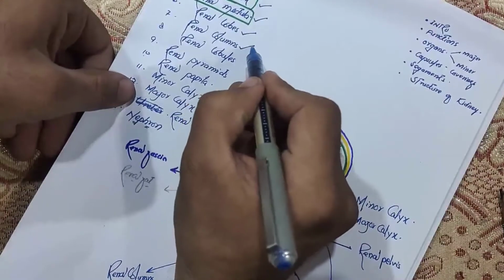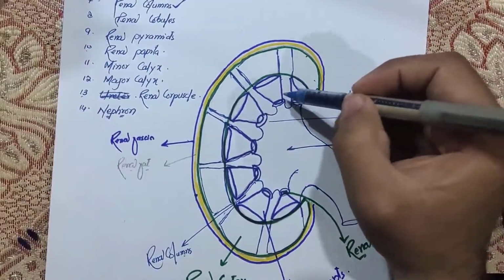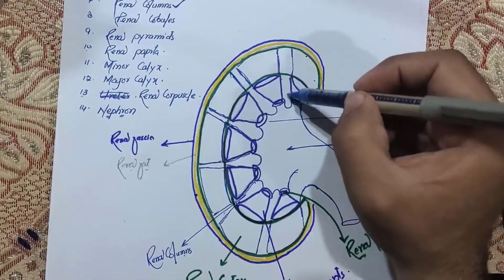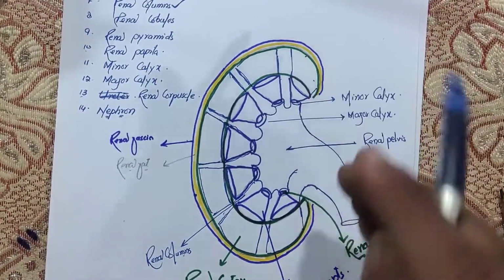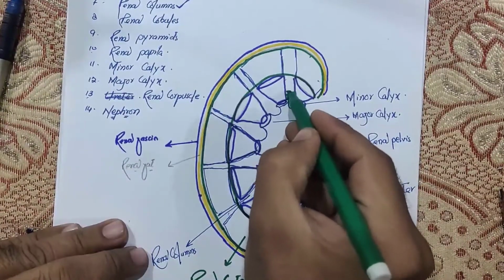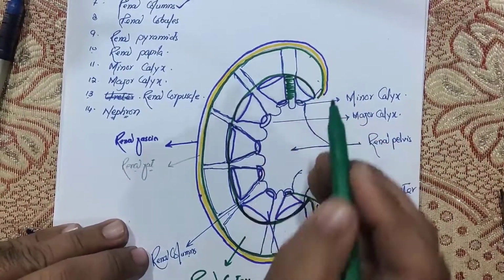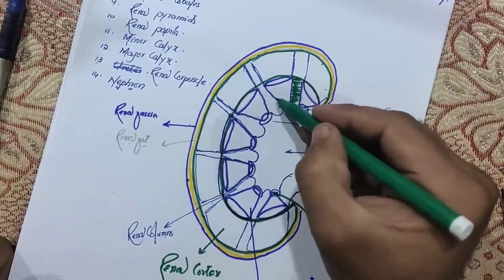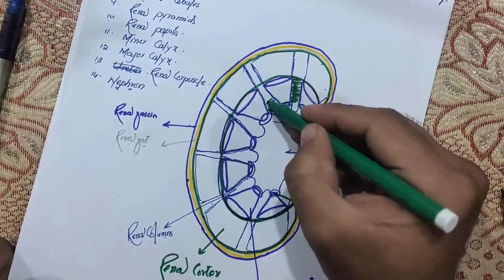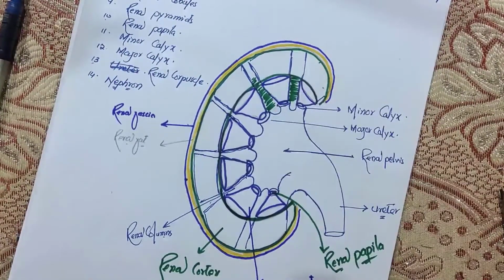Great. Then there are renal columns. Now look carefully, where are the renal columns? In between the pyramids, these empty spaces are called the renal columns. So let me show one column here. This is renal column, right, friends? This is renal column, this is another renal column. Clear, friends? So these are renal columns.